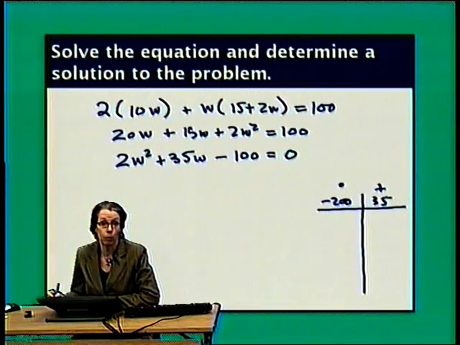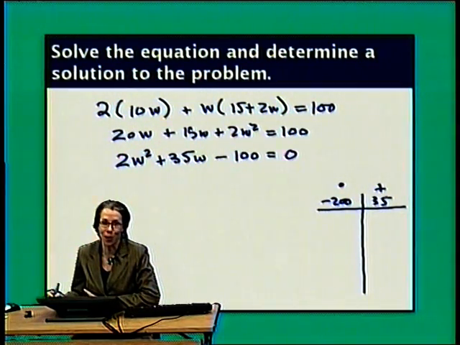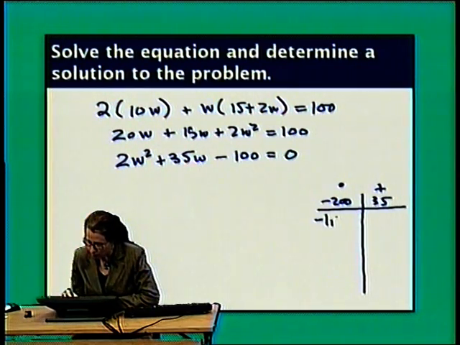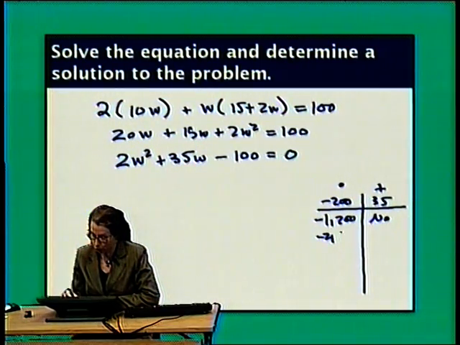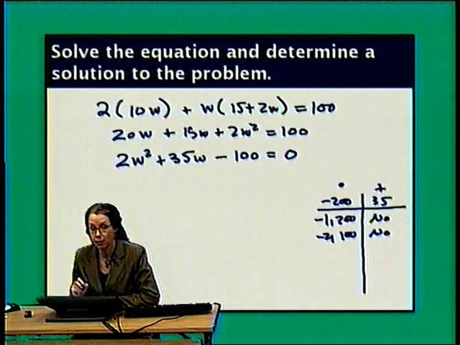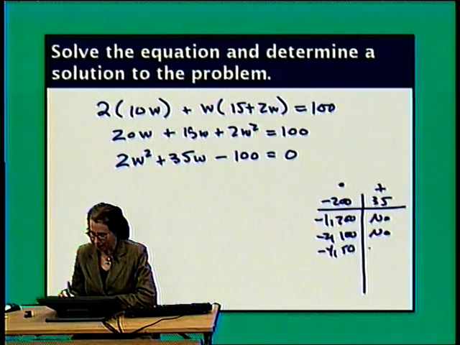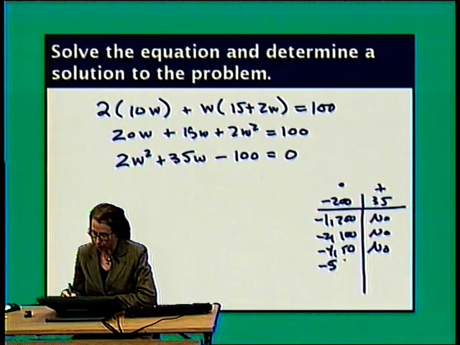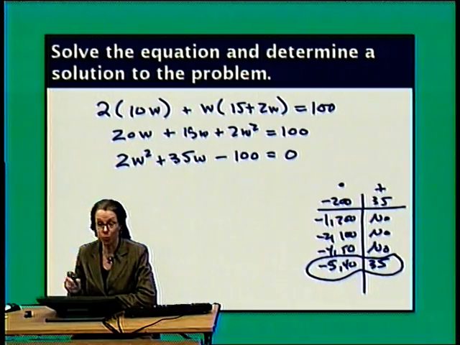I'm just going to write down all the pairs until I find something. Hopefully I'll find it quickly. So let's see. -1, +200. I know that's not going to work. -2 and 100. That's not going to work. 3 doesn't divide in evenly. 4 does. That's not going to work. Let's see, 5 goes in evenly. -5, let's see, 5 goes in 40 times. There we go. That's what I want.